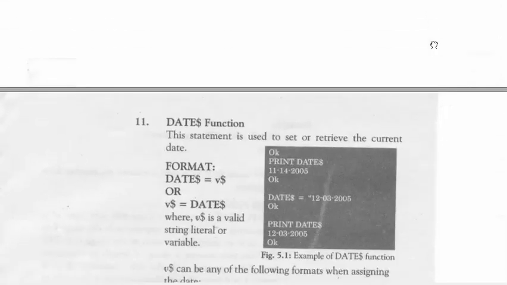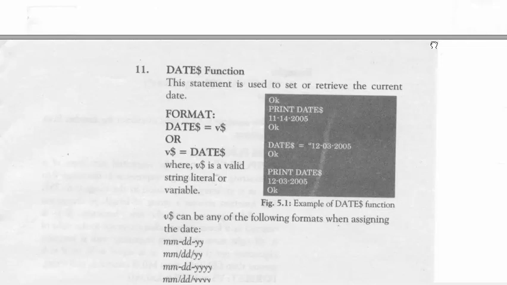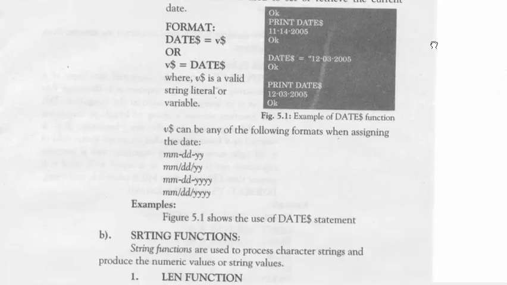It will be executed. Next is DATE$ function. You can see date will be read as string. This statement is used to set or retrieve the current date. Format: DATE$ = v$ or v$ = DATE$, where v$ is a valid string literal or variable. v$ can be any of the following forms when assigning the date: mm-dd-yy, mm-dd-yyyy, mm/dd/yy, mm/dd/yyyy. It can be used with dash or with slash.